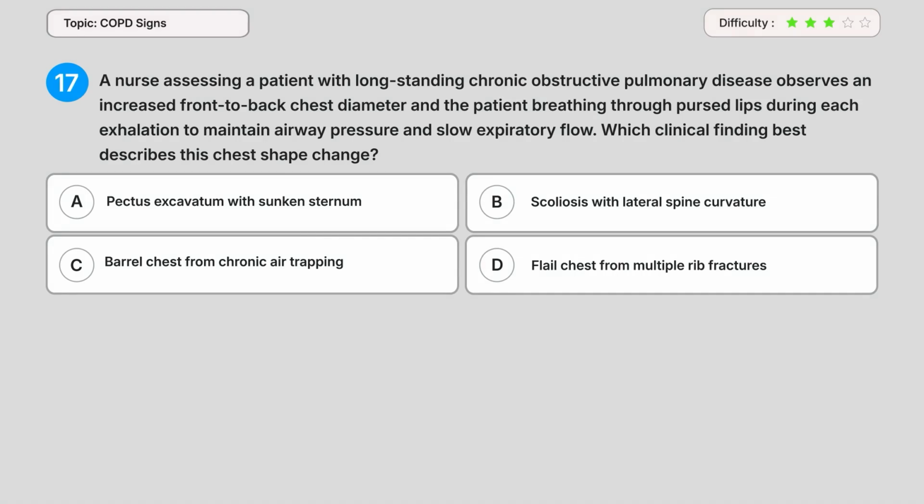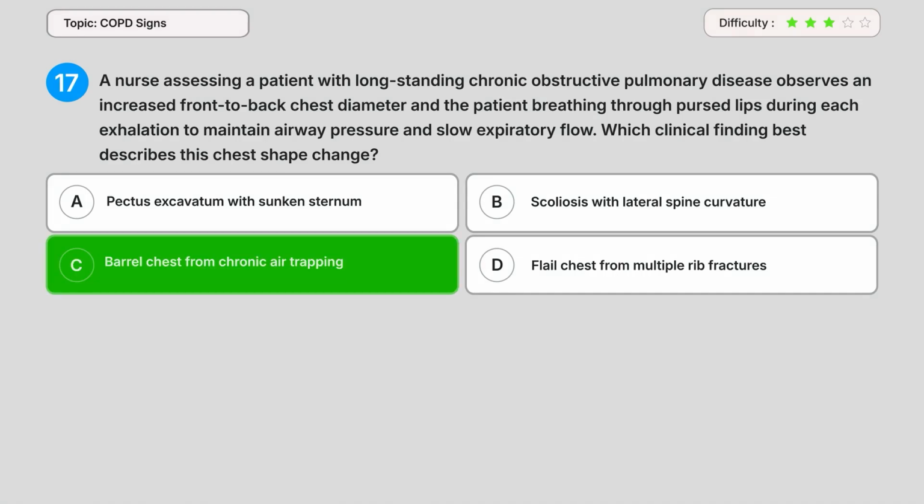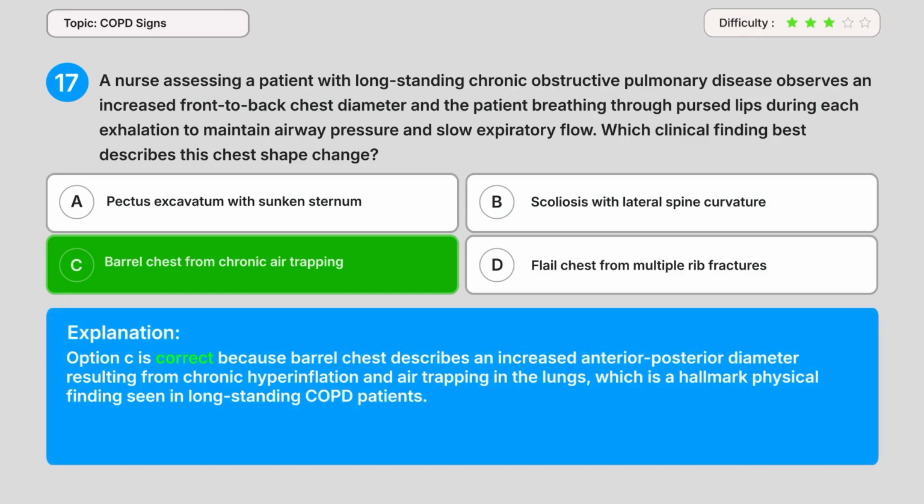Correct answer, C. Barrel chest from chronic air trapping. Explanation. Option C is correct because barrel chest describes an increased anterior-posterior diameter resulting from chronic hyperinflation and air trapping in the lungs, which is a hallmark physical finding seen in long-standing COPD patients.